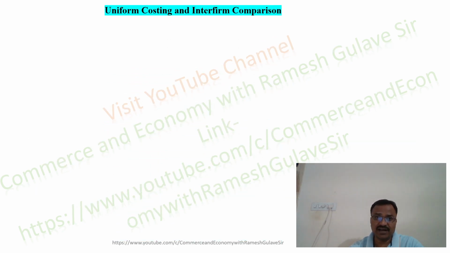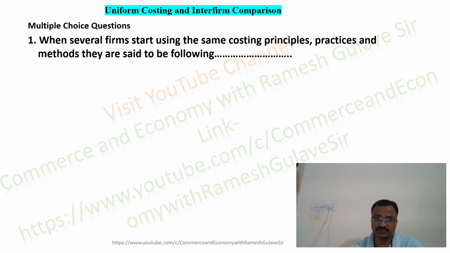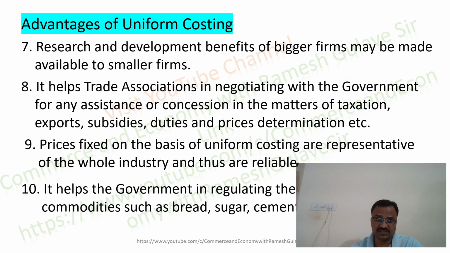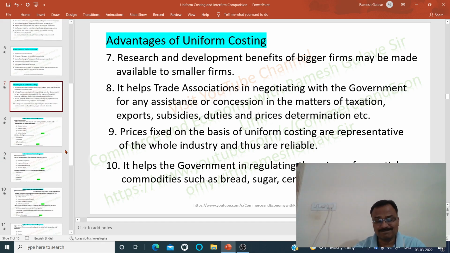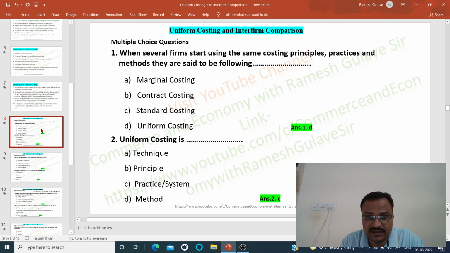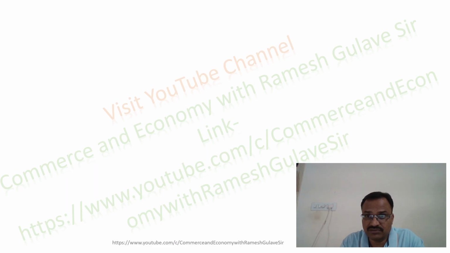Along with these advantages, uniform costing has some disadvantages as well, like it can lead to monopolistic situations and all these things, right? So now I hope that the concept of uniform costing is clear, and the advantages and objectives of the uniform costing system or practice are clear for everyone, right? So now let us move on to the important multiple choice questions here.